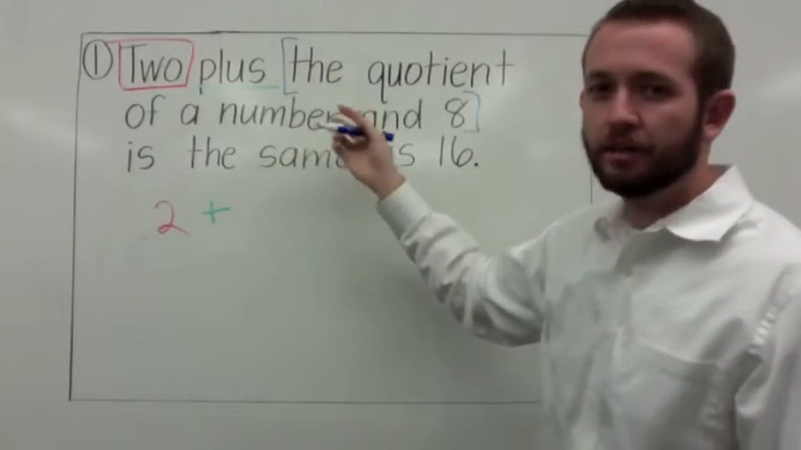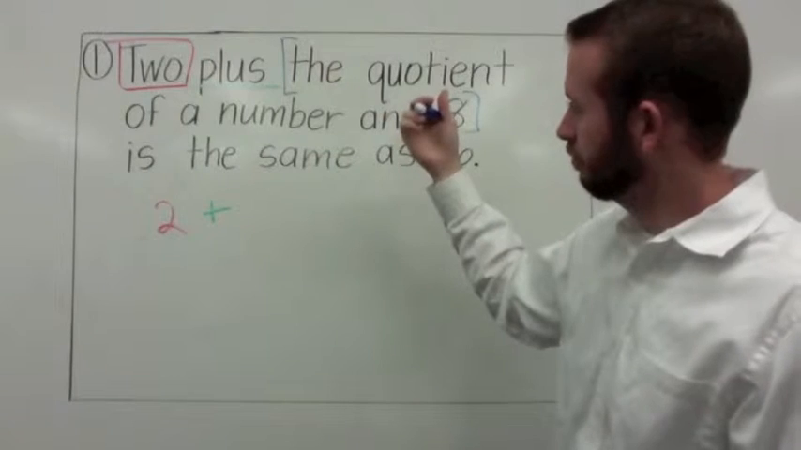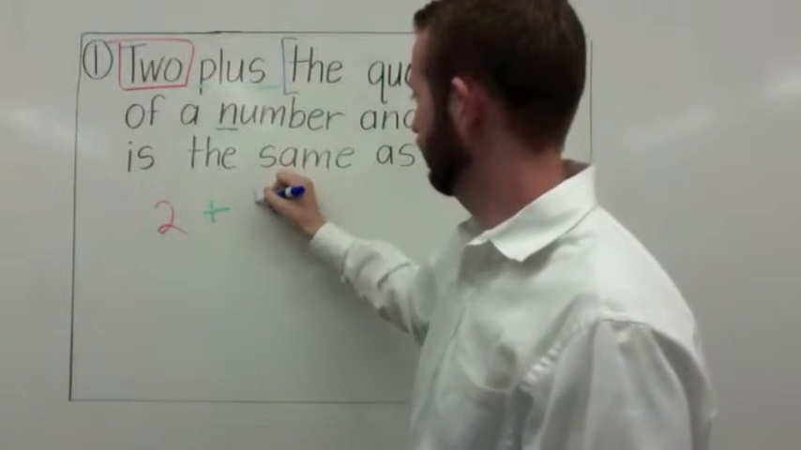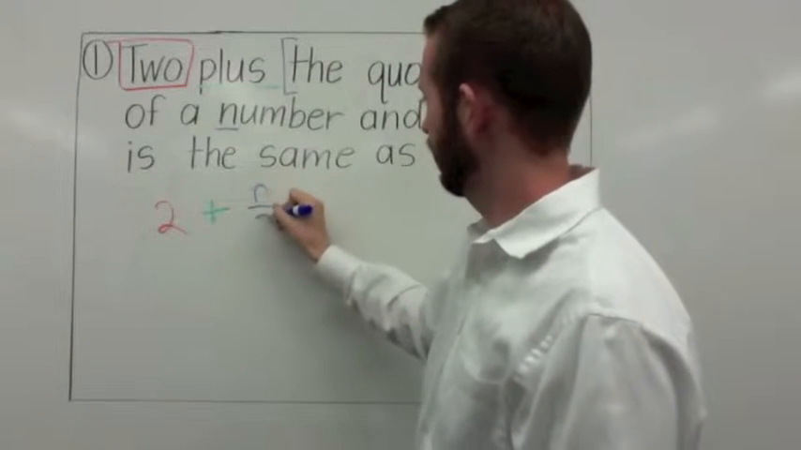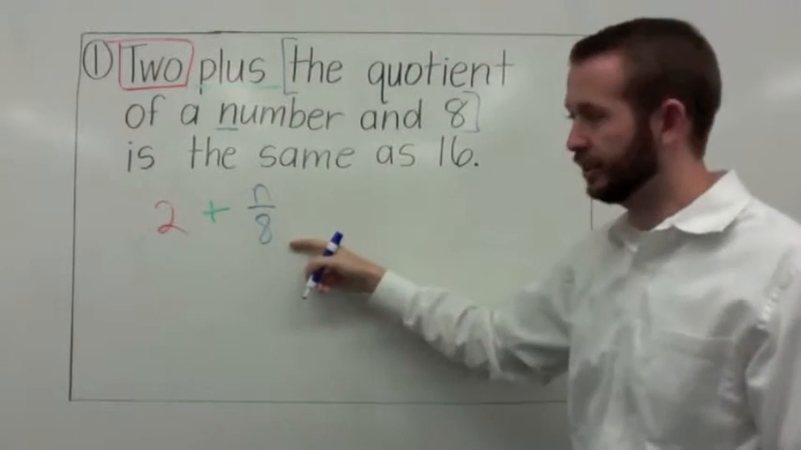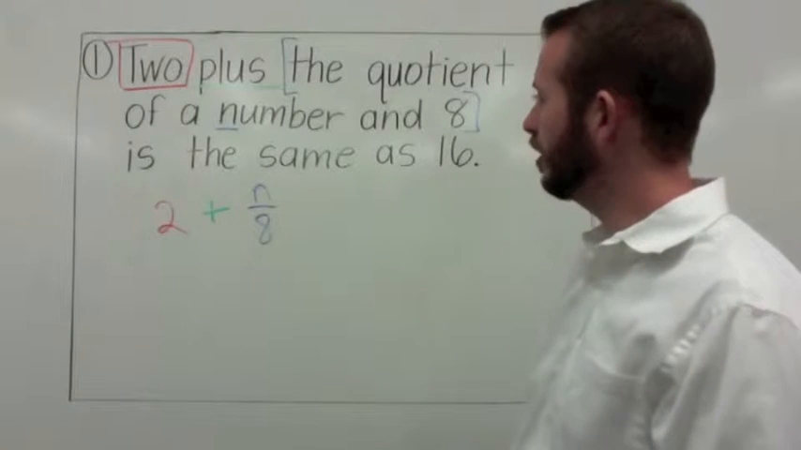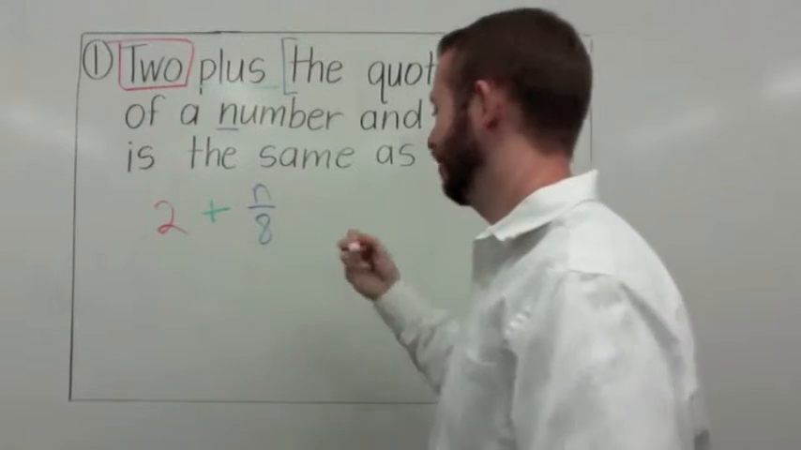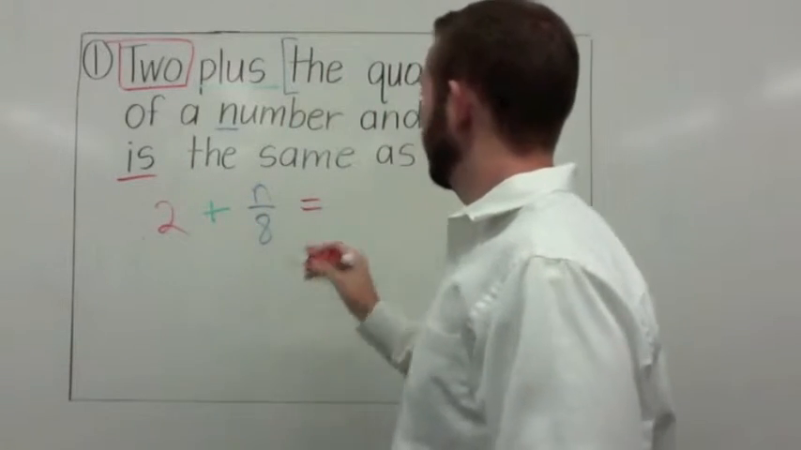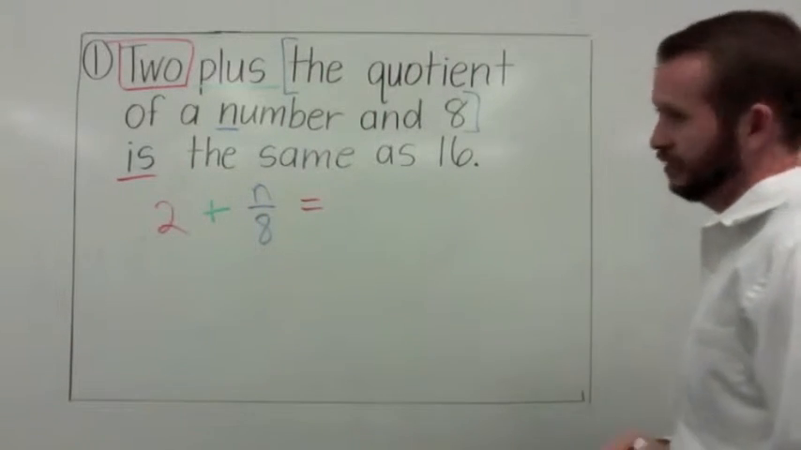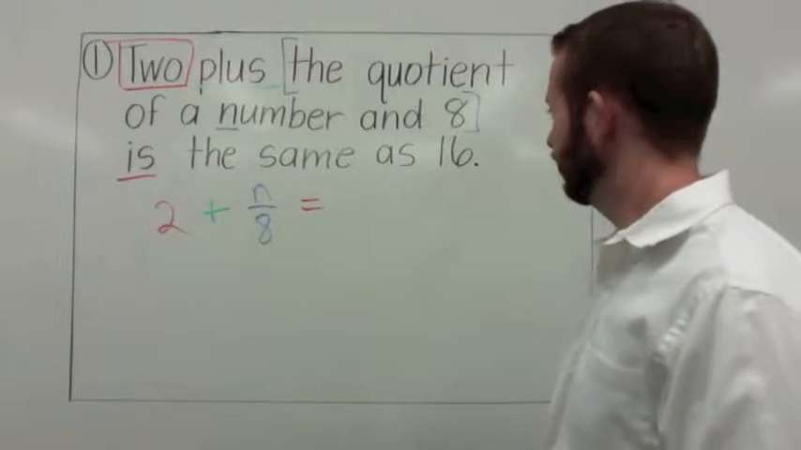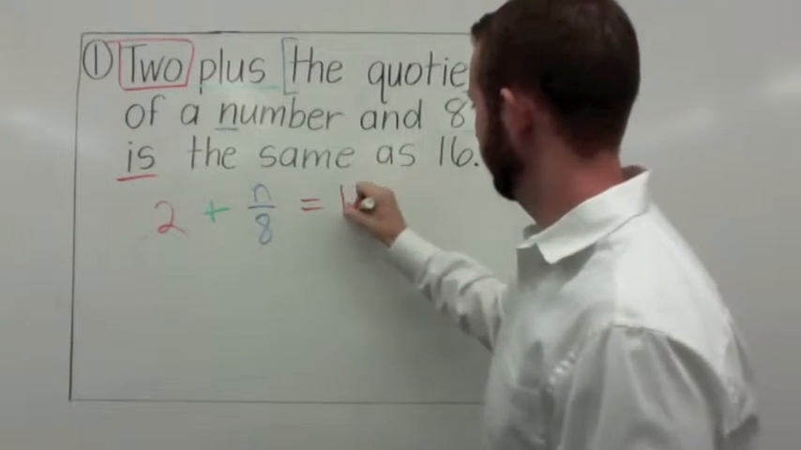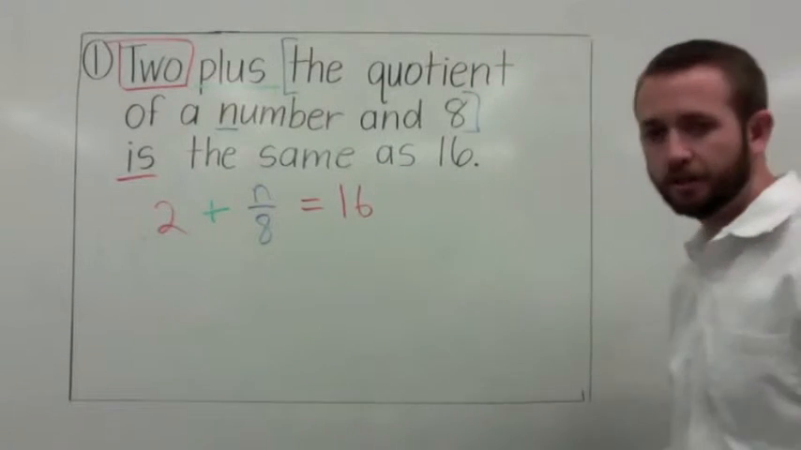A number. We can call the number anything. What do you want to call it? N. We'll call it N. So the quotient of a number, N, and 8. That's how we'll write it as a fraction. The quotient of a number and 8 is, how do you say is? You know that one. That's equals all the time. Is the same as, is equal to 16. Is equal to 16. And I'm just going to write that in. Okay, I need to solve for N.